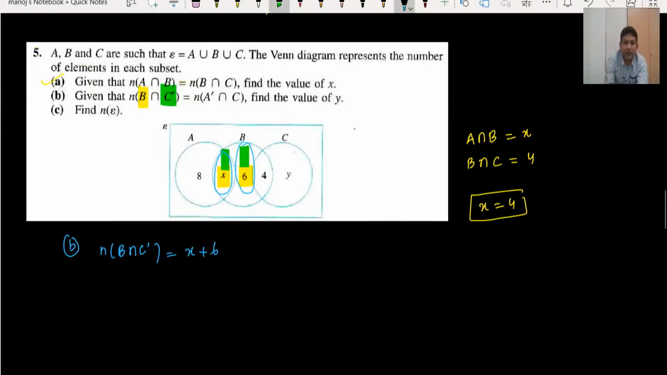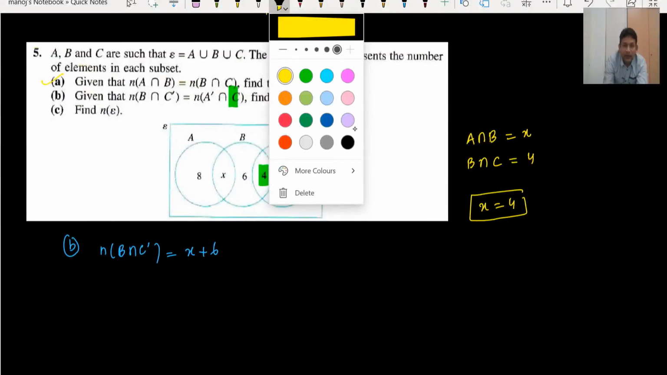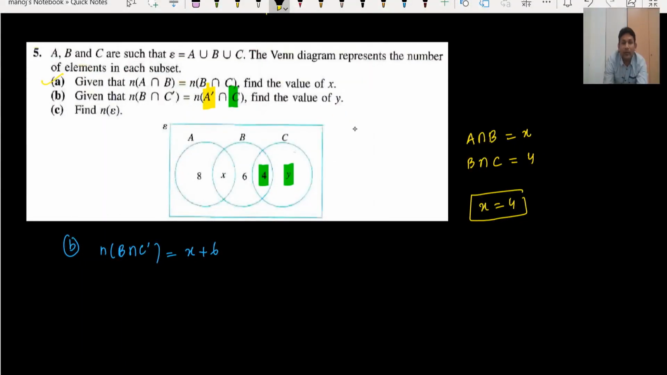Moving to the next part, the right hand side, I want to decide the color for A complement. First of all, I will write C. Where is C? C is this and this. So C areas are 4 and Y. Now I am using a different color for A complement. A complement means except A, everything is your result. So except A means 6 is your result, 4 is your result, and Y is your result.